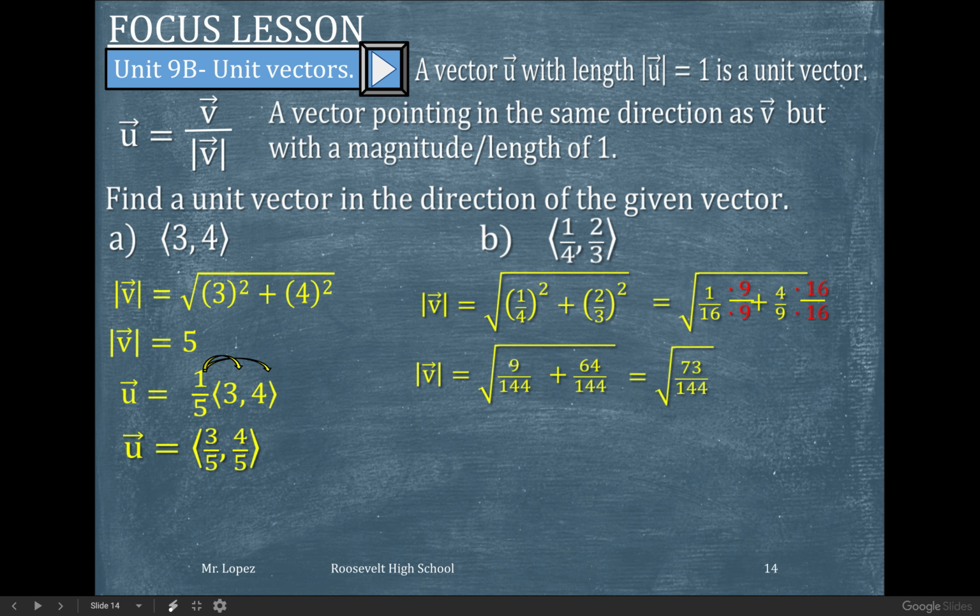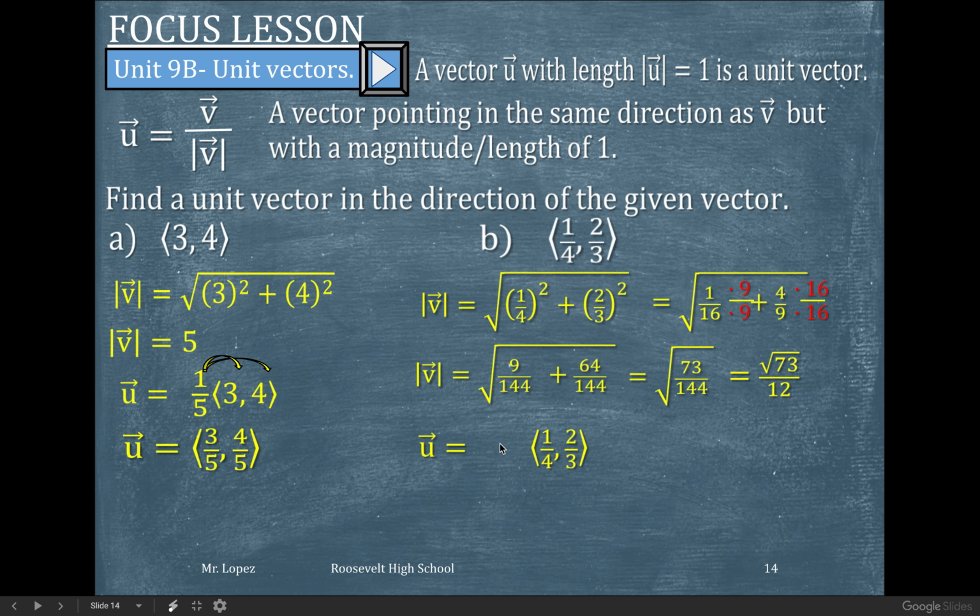Square root of 73 over 144. Take the square root of 144. It's 12. So this is going to be the square root of 73 over 12. That is the magnitude of the vector. We're going to go back to what we did here, which is the formula. So the unit vector will now be, here's the actual vector in component form.